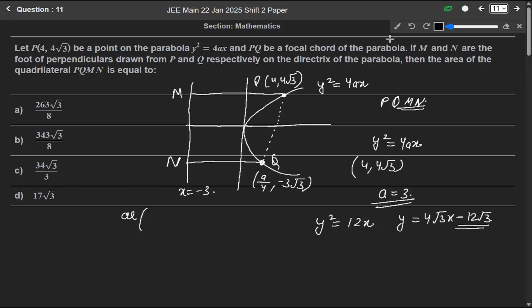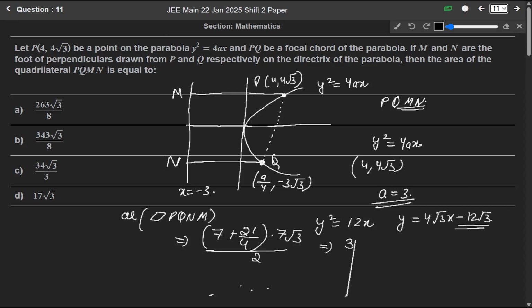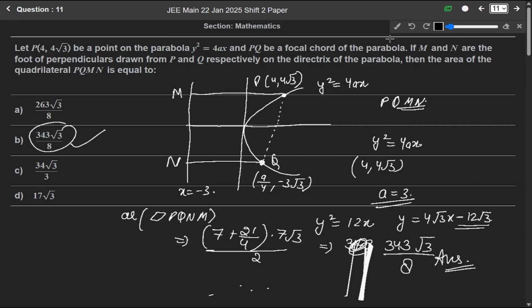So the area of this quadrilateral PQNM will be equal to 7 plus 21 over 4, into 7 root 3 over 2. It means it is equal to 343 root 3 over 8. So our answer is 343 root 3 over 8, which means option B is the correct answer.